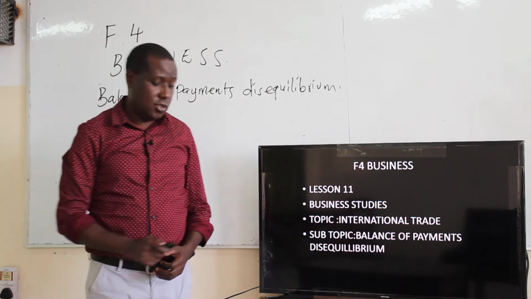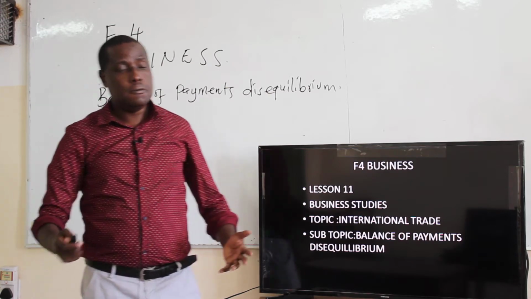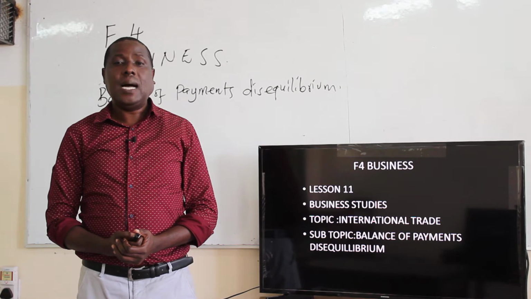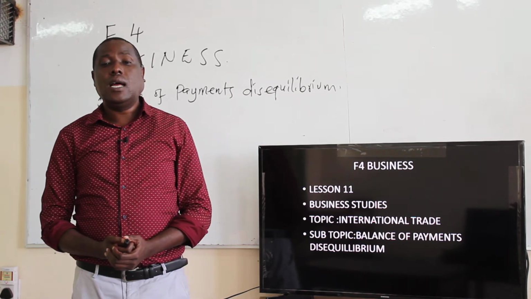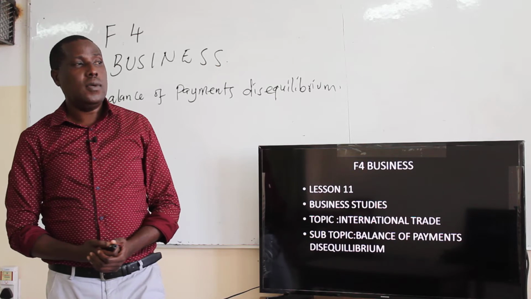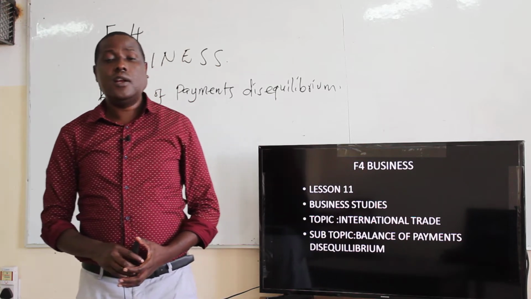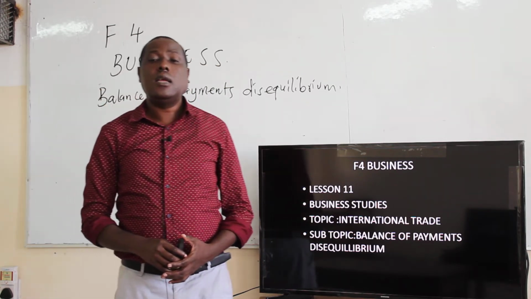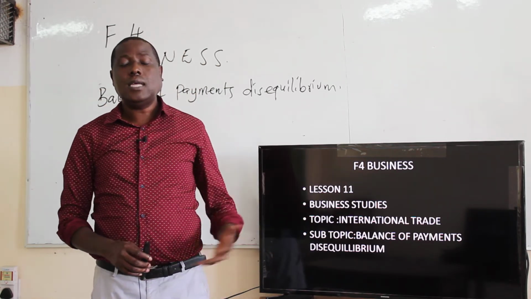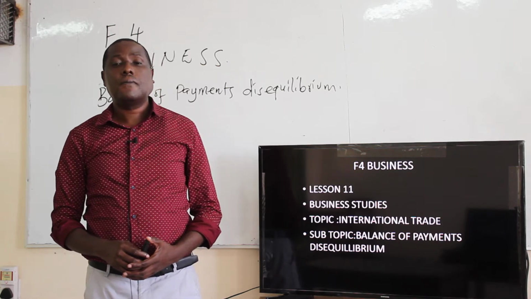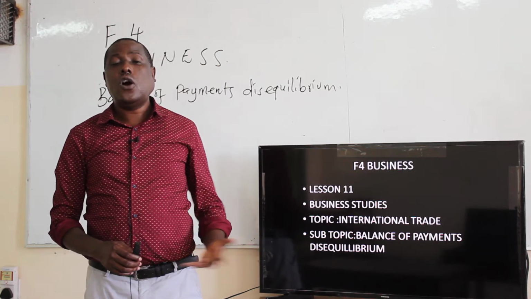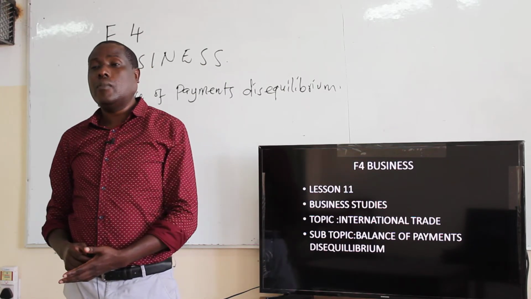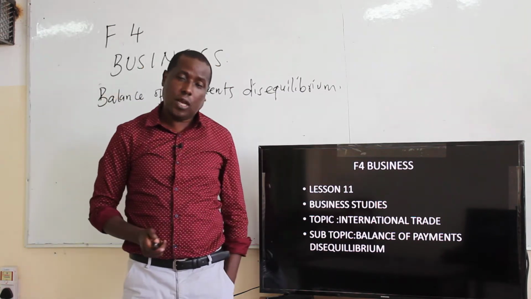Now previously in our lesson, we looked at terms of trade, we looked at balance of trade, we looked at balance of payments, and we said balance of trade refers to the difference between the visible and the invisible exports and imports of a country. We said it can be positive or negative. It can be favorable, it can be unfavorable, or it can be at equilibrium.